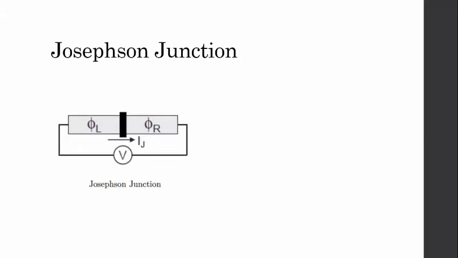The Josephson junctions are formed by placing a thin layer of insulator between two layers of superconducting material. In 1962, Brian Josephson predicted that the superconducting electron pairs could quantum mechanically tunnel through the insulator. He later on won a Nobel Prize for the same. Here are two layers having a quantum phase φL and φR. The bias voltage is V and the Josephson current that flows is Ij.